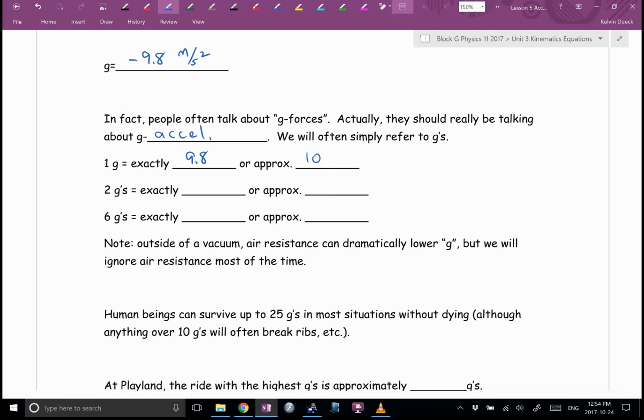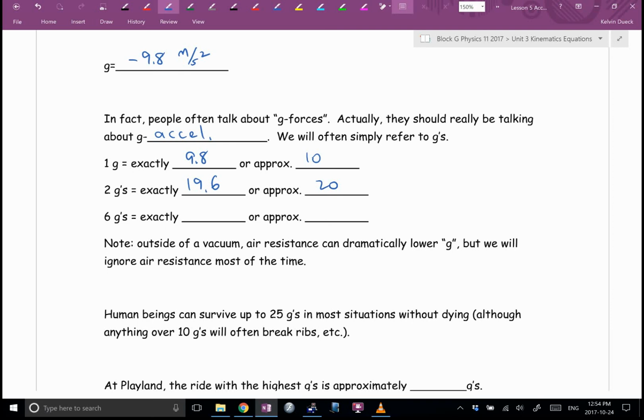2 G's is exactly 19.6. Or really close to what? 20. Remember the slide question that we did? I think the acceleration coming to a stop was 15 point something. You know what? About 1.5 G's. Ish.